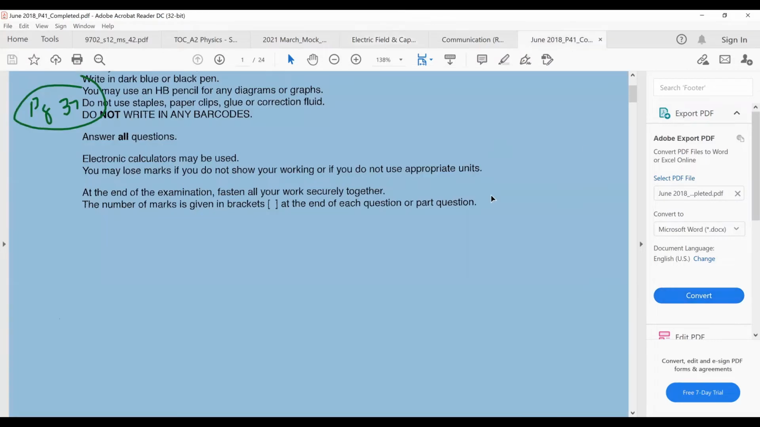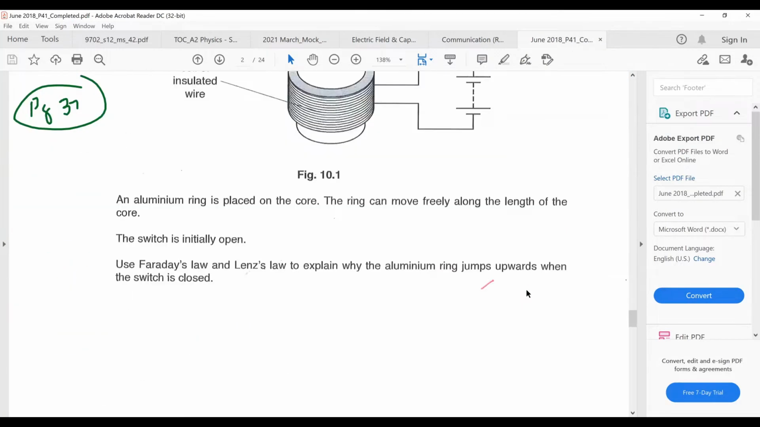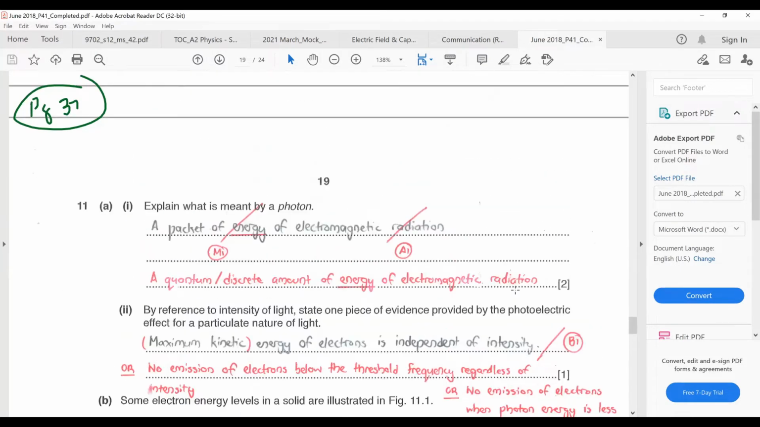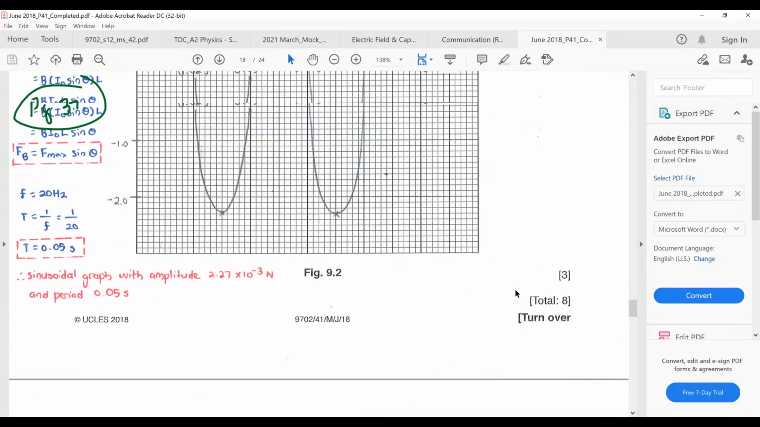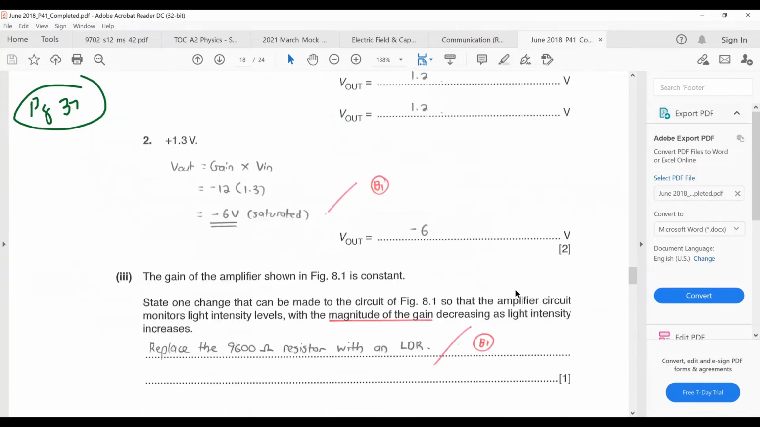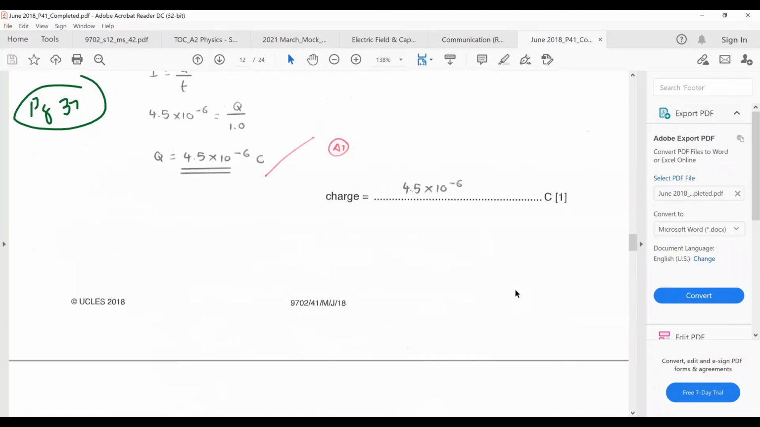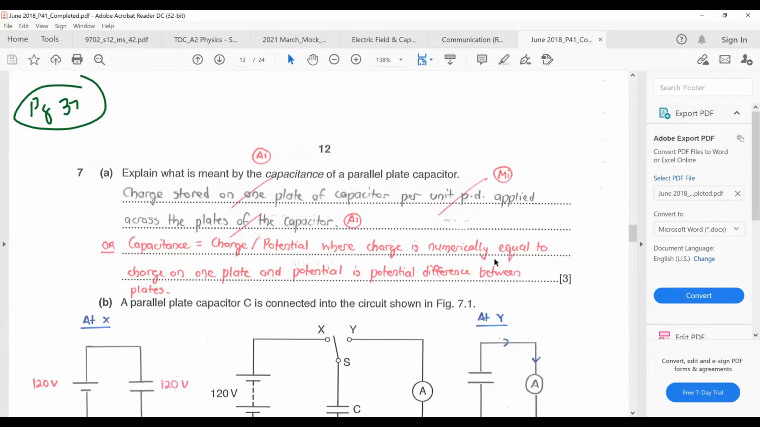You would have encountered questions before that ask you to define capacitance. I mentioned to you that there are actually 2 kinds of capacitance questions: one which is a general definition of capacitance, and another which is a very specific definition. In the other questions that you have done so far, they only ask you to explain what is meant by capacitance.